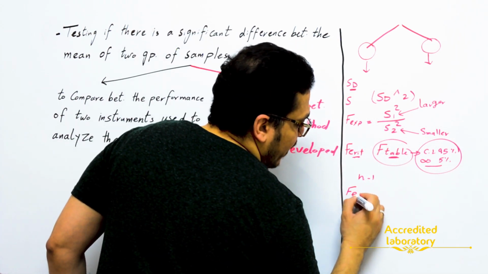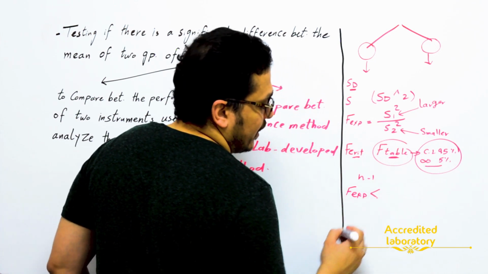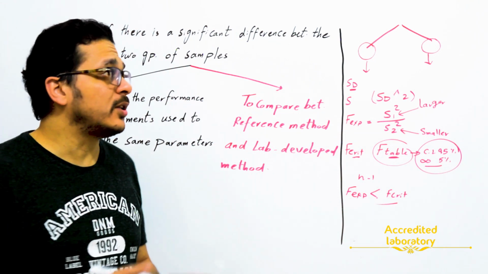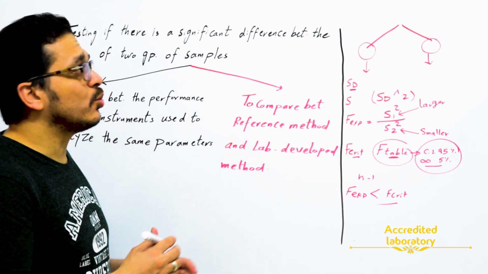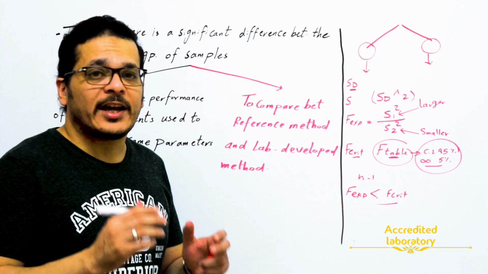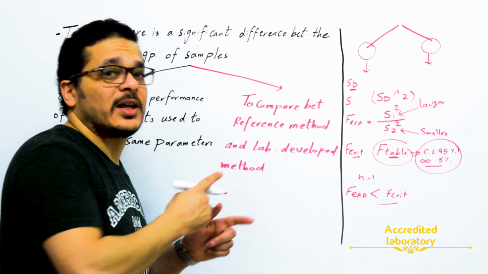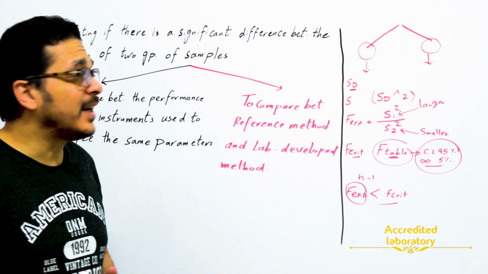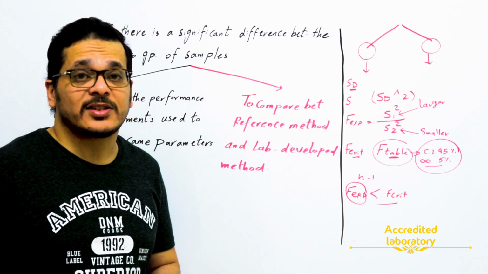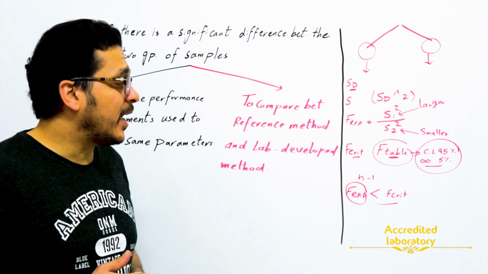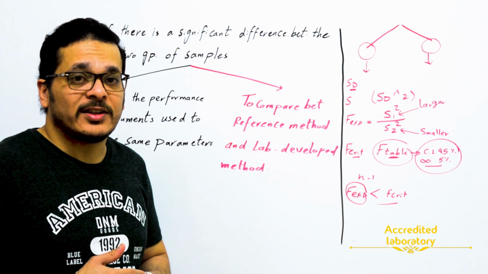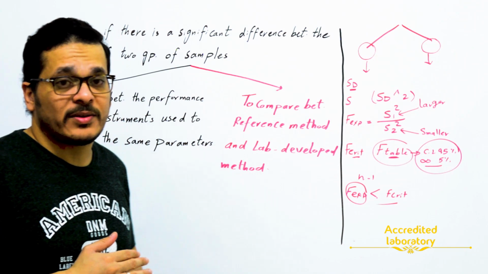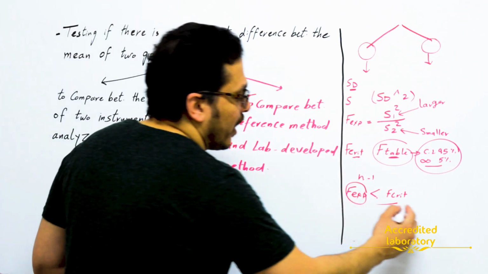If the F experiment is less than F critical, in this case there is no significant difference between the two groups of samples, and you can use the lab developed method to get accurate and reliable results with the same performance as the reference method. But if the F experiment is higher than F critical, in this case there is a significant difference between the variances of these two groups, and you cannot use this developed method to analyze your samples, but you should develop this method again to get accurate and reliable results.